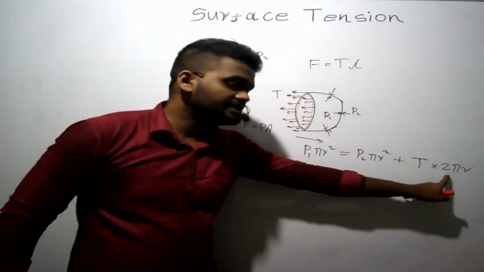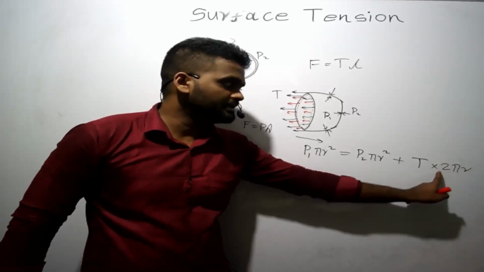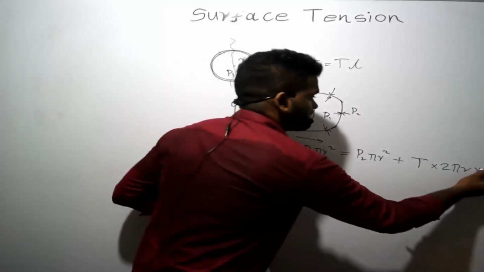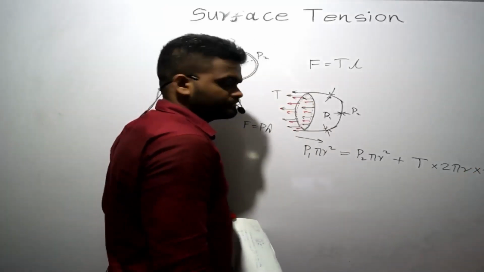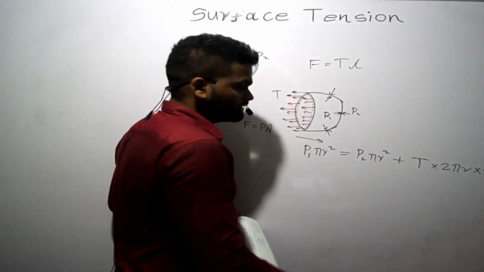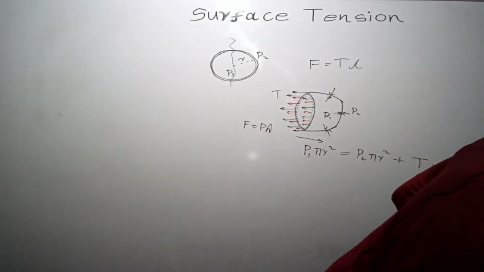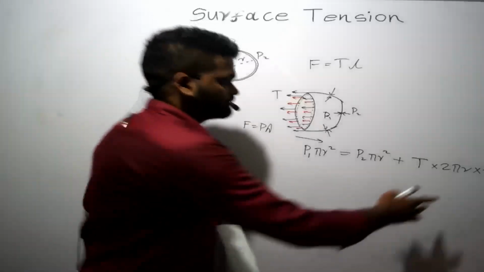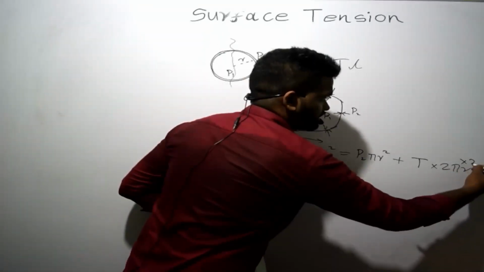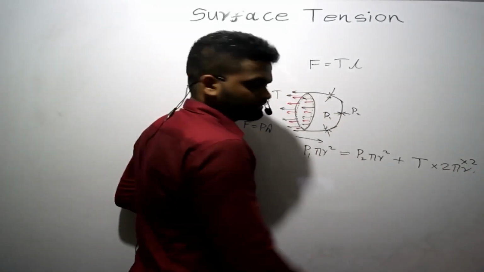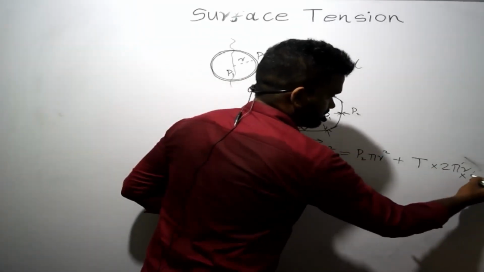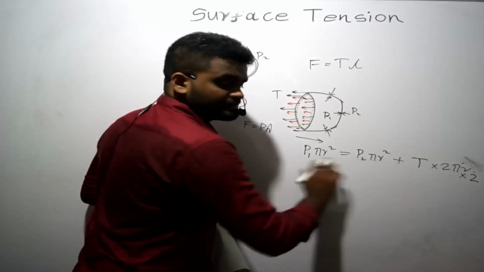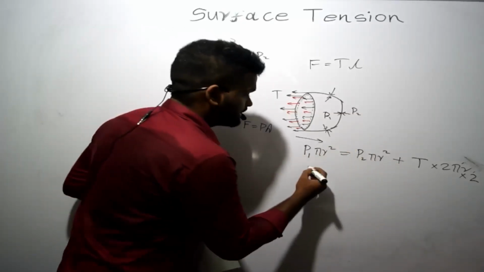We need to double this force. Why? There are two free surfaces. So you multiply this by 2. Can you see that? 2 pi r multiplied by 2 as well, right? This is times 2, right? Right. Then when you simplify, this is what you would get.